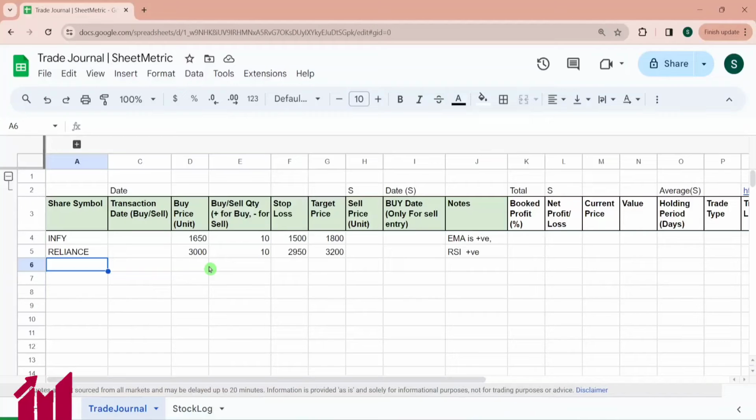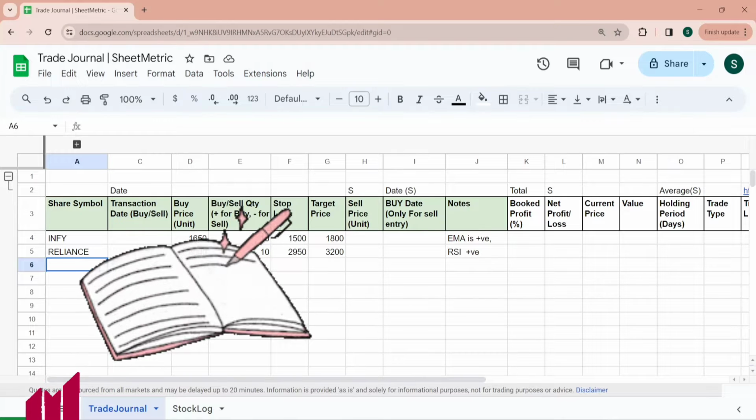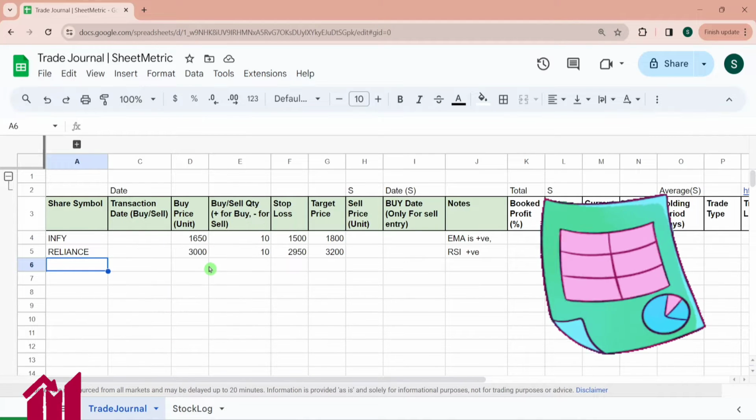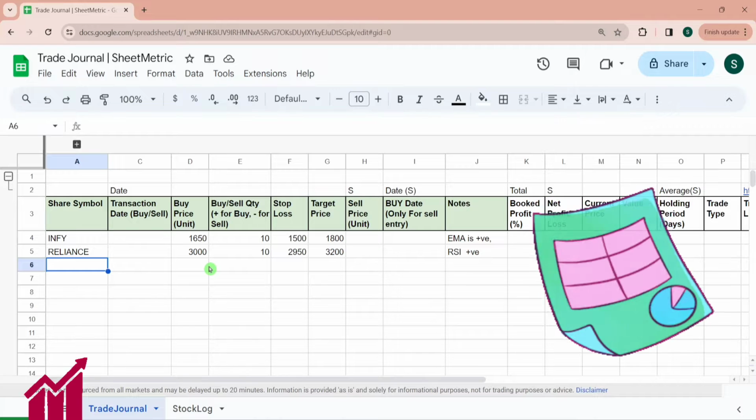Hello everyone. In today's video, we will learn to build a trade journal or investment journal from scratch. A trading journal is a record of all of your historical trades in a single place. Historically, a trading journal was maintained in pen and paper format, but nowadays a lot of people are using spreadsheets to manage their trade journal.